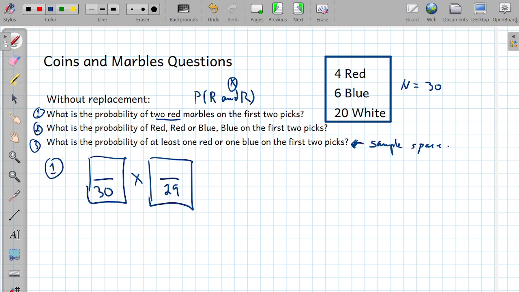Now we're interested in red marbles. So on the first pick, there are 4 reds in there. Now assuming we pull a red one out, then on the next pick, there's only 3. So this is just fraction multiplication, which is multiply the top and multiply the bottom. So this should be 12, and this should be 870. Why 870? Well, I used a calculator.